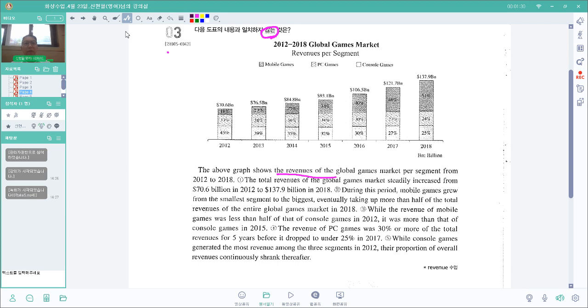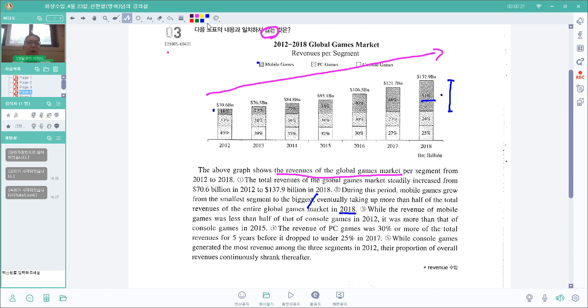So it shows the revenue of the global games market, and the total revenue of the global games market steadily increased from 7.6 billion in 2012 to 137.9 billion in 2018. So it says that the revenue is steadily increasing, which is correct, right? During this period, mobile games grew from the smallest segment to the biggest. So here, this one is mobile games. From here to here, I guess mobile game is one of the biggest, right? And eventually taking up more than half of the total revenue of the entire global games market in 2018. So more than half. So yes, this is more than half.